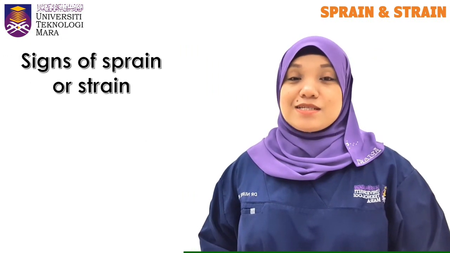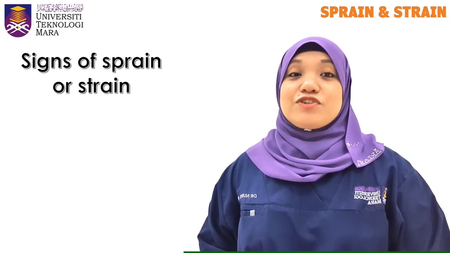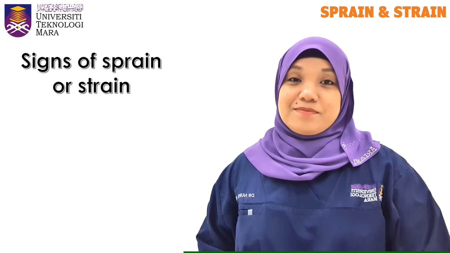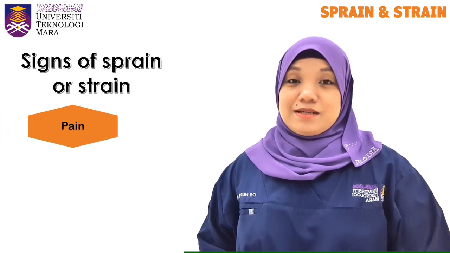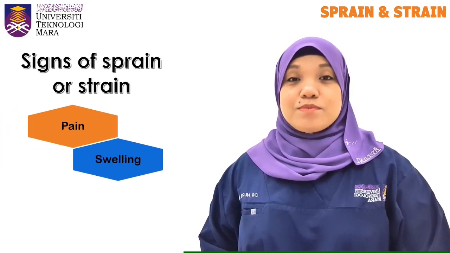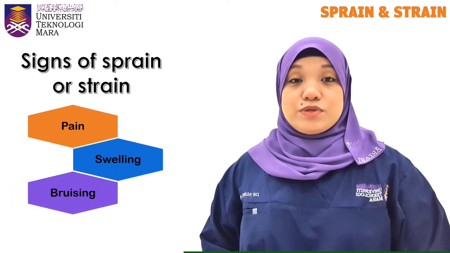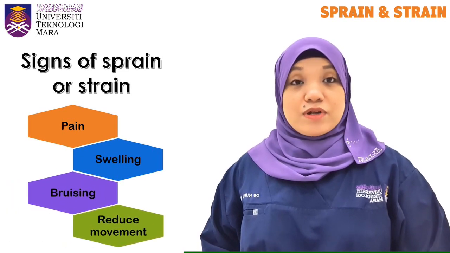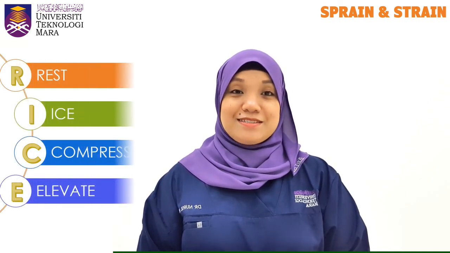During assessment, look for these signs that suggest a possible sprained joint or a strained muscle: pain and tenderness, swelling, bruising, and reduced movement over the injured area. The first aid treatment for sprain and strain injury follows the mnemonic RICE, R-I-C-E, for rest, ice, compression, and elevation.